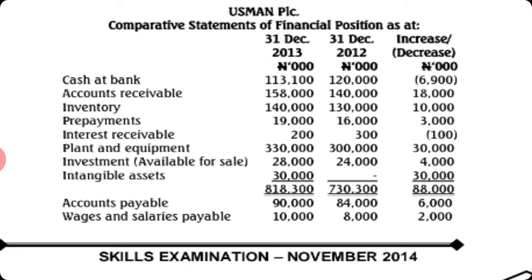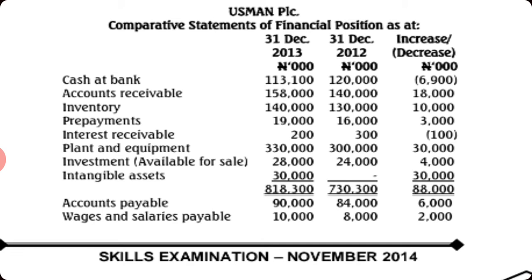Now I'll go back and explain. Cash at bank, the beginning value is 120,000. The ending value is 113,100 naira. You can see that it decreased. Account receivable, the beginning value is 140,000 and the ending value is 158,000. You can see that it increased. It's positive.